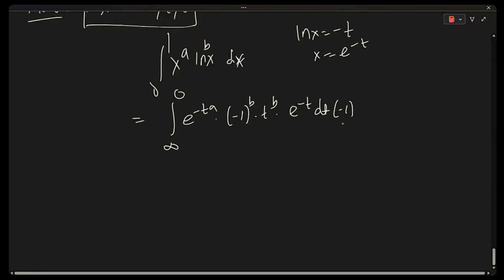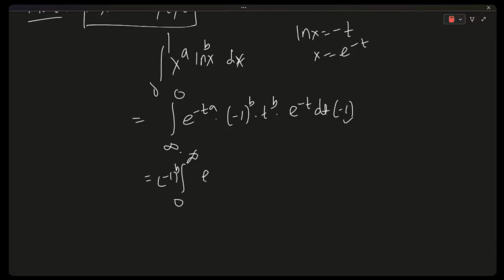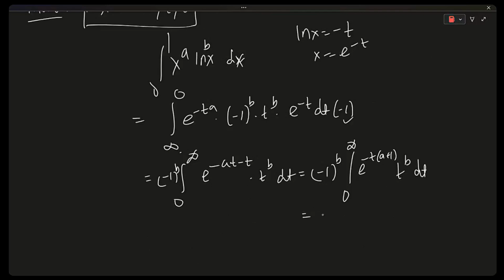This -1 goes into the integral to make it 0 to infinity. -1 whole to the power b is outside. You simply have e to the power minus at minus t into t to the power b dt. This should remind you of the gamma function, which is 0 to infinity e to the power minus t. कॉमन ले लो, a plus 1 आ जाएगा, and this is t to the power b dt.